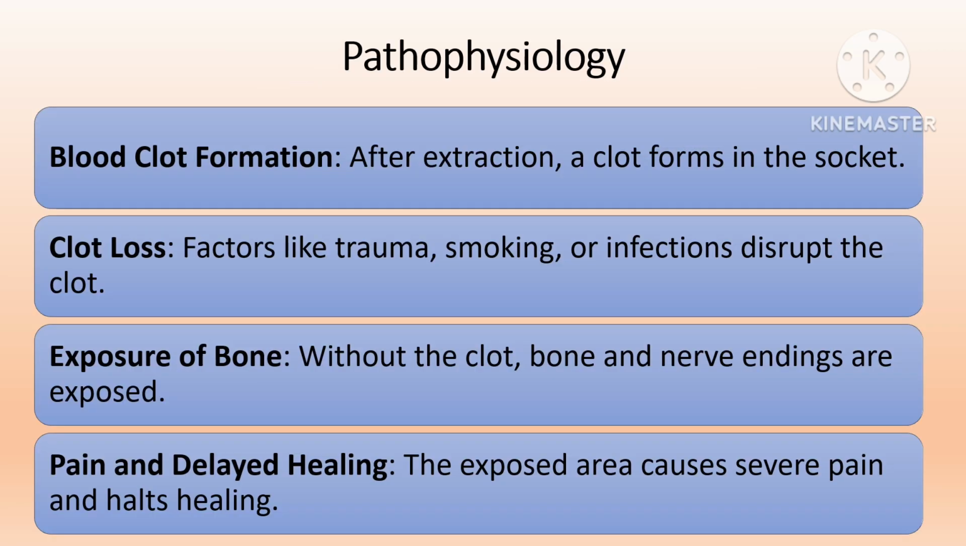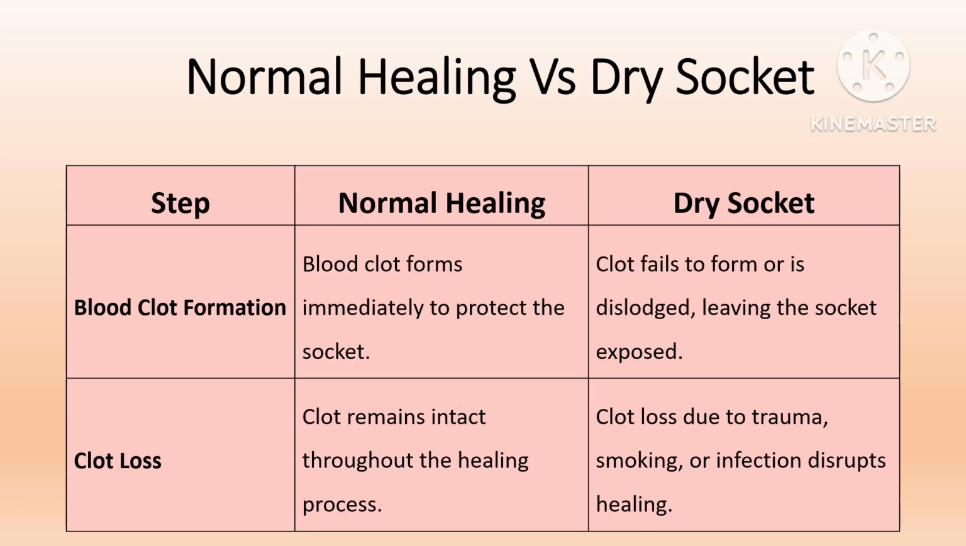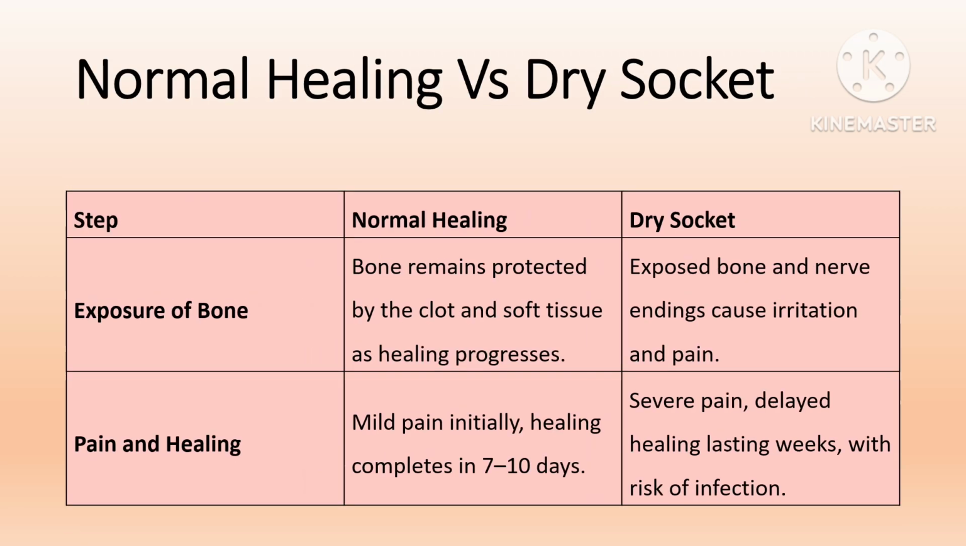In case of a dry socket, the blood clot is lost either because it dissolves too early or gets dislodged. Without the clot, the underlying bone and the nerves are exposed. This causes severe pain, especially when the area comes in contact with air or food. The open socket becomes an entry point for bacteria, leading to inflammation and delayed healing. And the factors, as we have already discussed, like smoking, poor oral hygiene or trauma to the area can disrupt the normal healing process, leading to a dry socket.